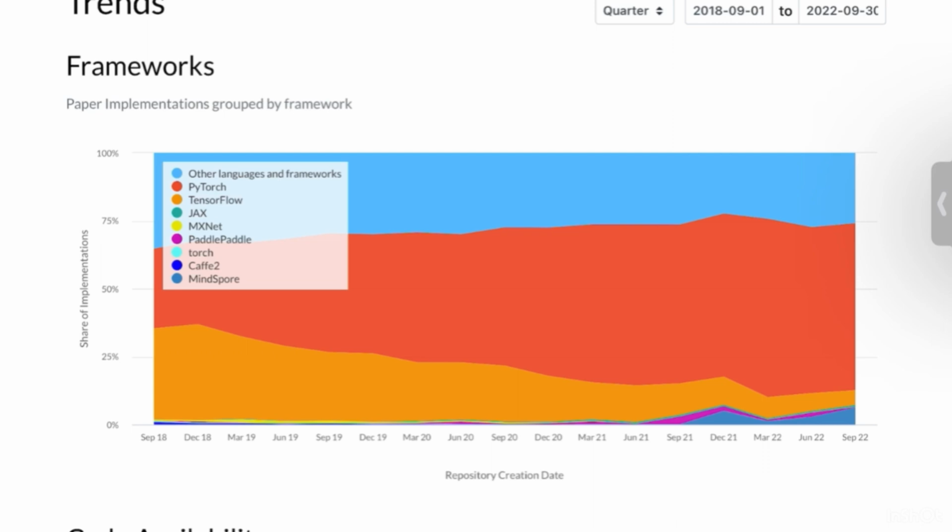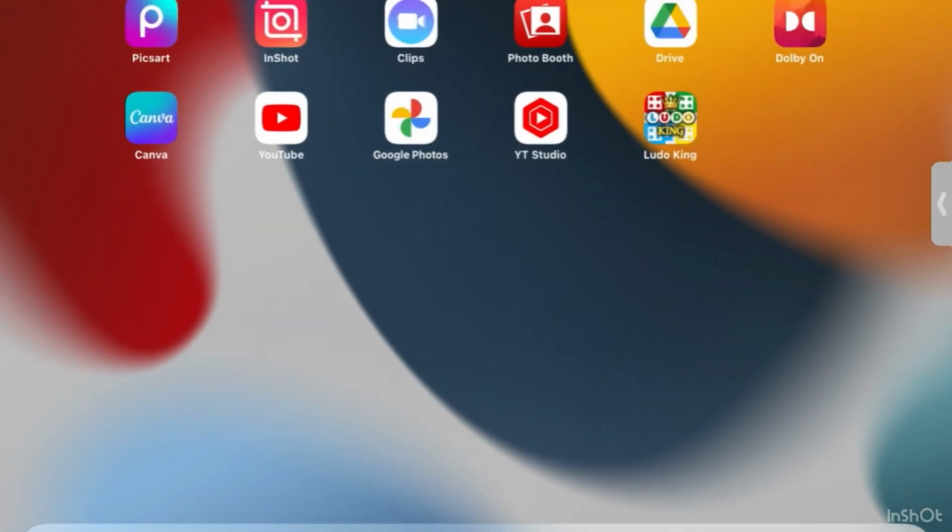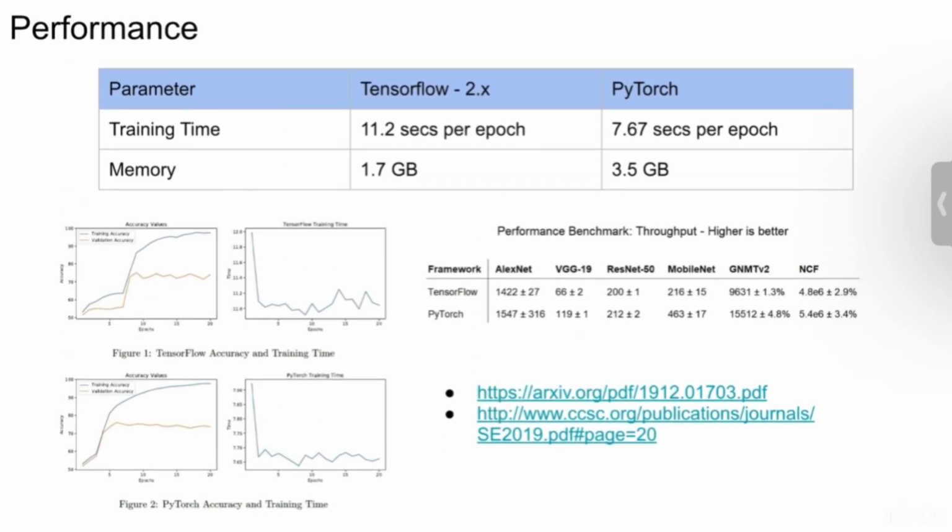But I have one question. Is this trend only because of the ease of use, or is there any performance difference? Let's answer that question. If you look at the stats published by PyTorch, they showed that the throughput of PyTorch is higher compared to TensorFlow across different models. At the same time, they showed that the training time is also lower. But in fact, the memory consumption was higher compared to TensorFlow.